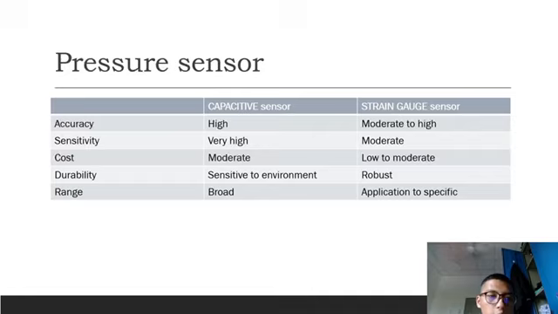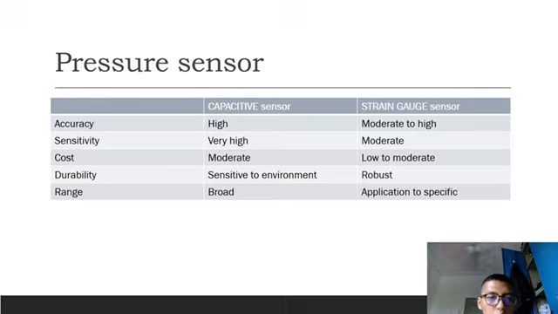So here's a simple comparison of the pressure sensor for the capacitive and strain gauge. Here we have five comparisons for the strain gauge and capacitive. The first one is accuracy. For the capacitive it is high, and strain gauge is moderate to high. Sensitivity for capacitive is very high, for the strain gauge it is moderate. For cost, capacitive is moderate and strain gauge is low to moderate.